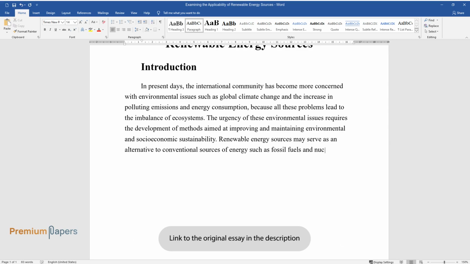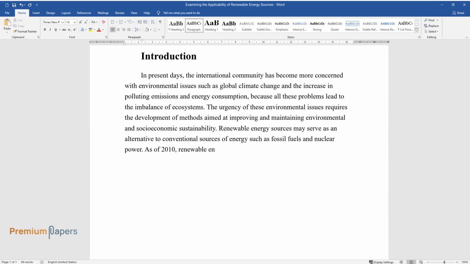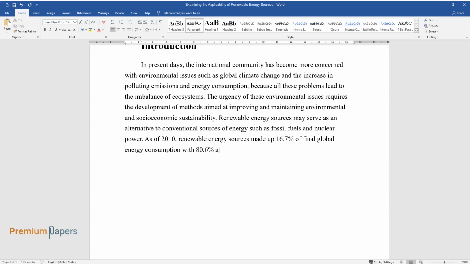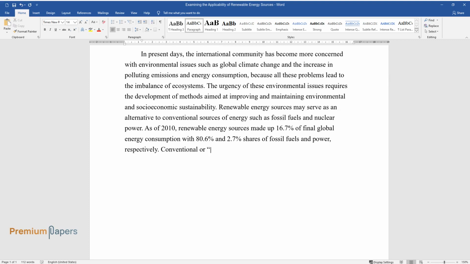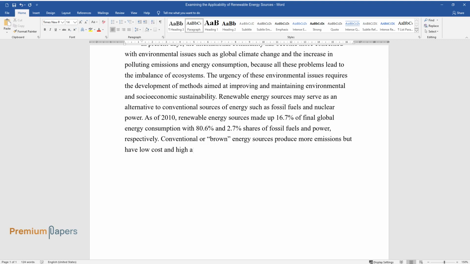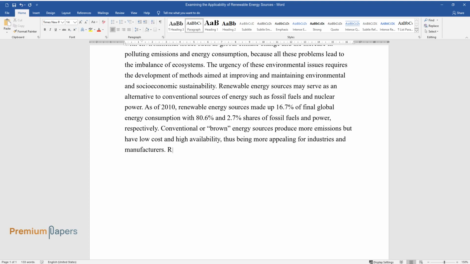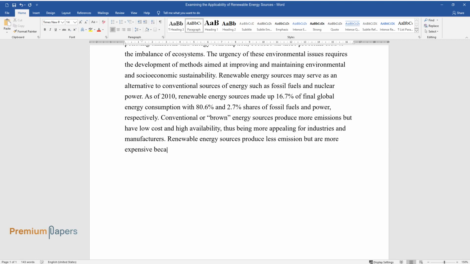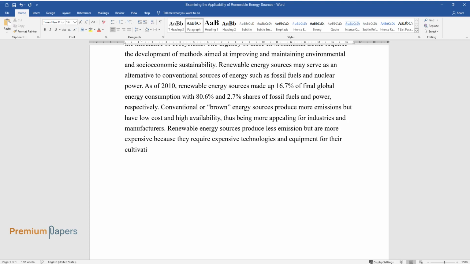As of 2010, renewable energy sources made up 16.7% of final global energy consumption, with 80.6% and 2.7% shares of fossil fuels and nuclear power, respectively. Conventional or brown energy sources produce more emissions but have low cost and high availability, thus being more appealing for industries and manufacturers. Renewable energy sources produce less emission but are more expensive because they require expensive technologies and equipment for their cultivation and application.